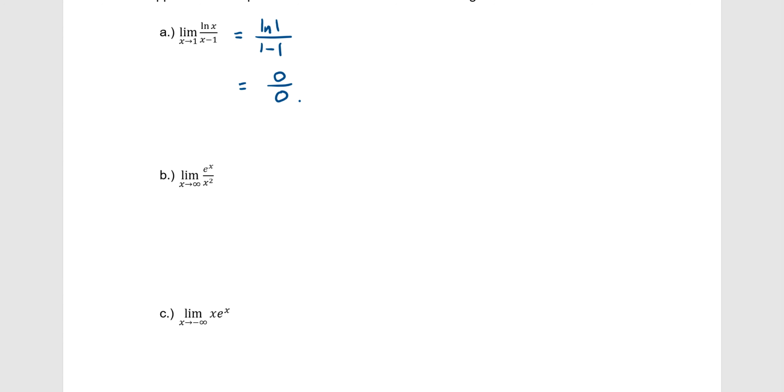The limit of e to the x over x squared as x goes to infinity. So let's pretend like we were plugging in infinity, even though we wouldn't actually be plugging in infinity because it's not a number. That'd be e to the infinity over infinity squared. E to the infinity is just infinity. Infinity squared is infinity. So infinity over infinity, this actually doesn't tell us anything again. This is another version of indeterminate form.